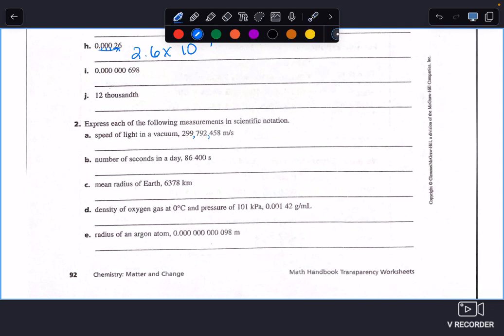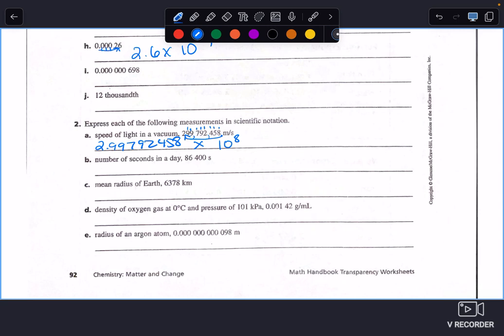Okay, so speed of light in a vacuum, we need to move the decimal in a number greater than 1. It's at the end, and we need to move it all the way here. And that is 1, 2, 3, 4, 5, 6, 7, 8 places. So 2.99792458. We can't leave off any of those numbers. We're not rounding it off for any reason. We're leaving it the same, but we moved it 8 places to the left, so we need to have a positive exponent because that's a larger number than 1.